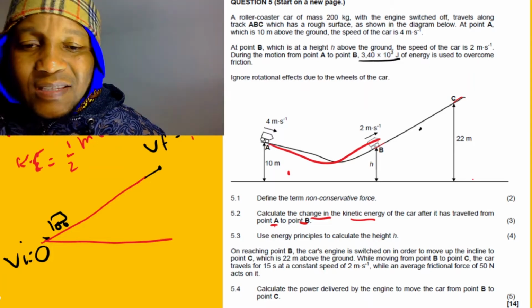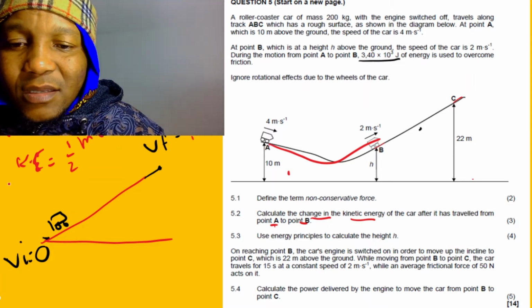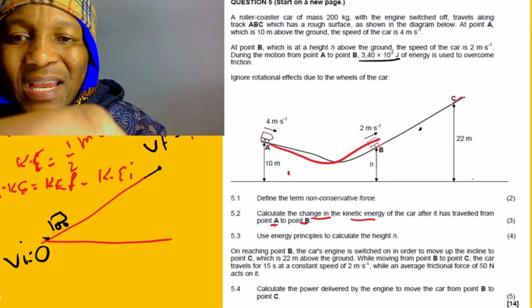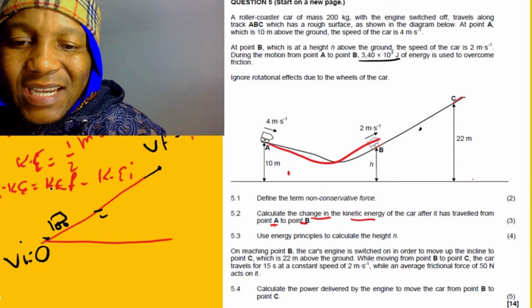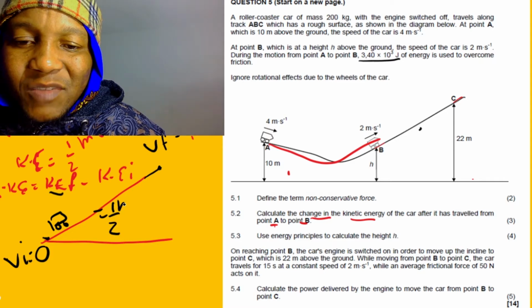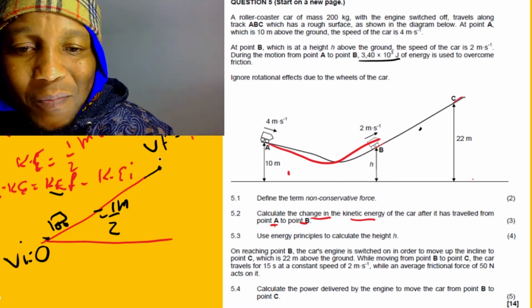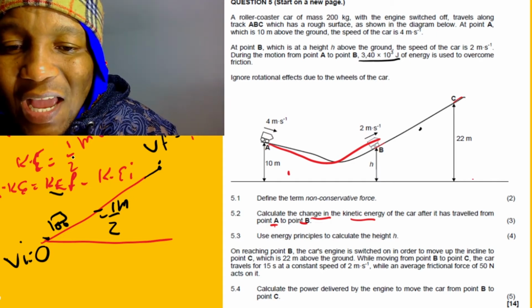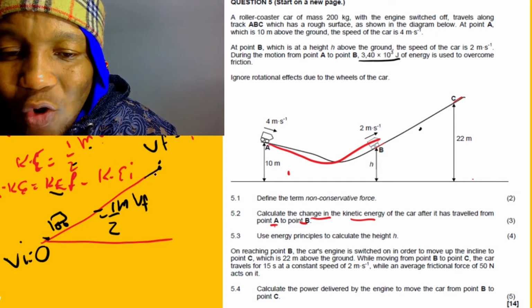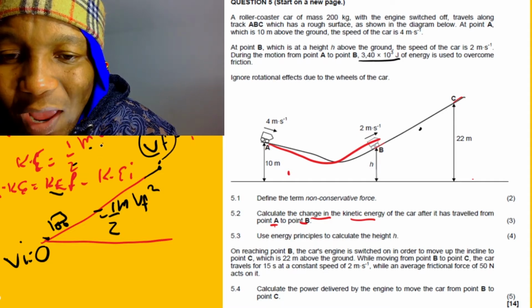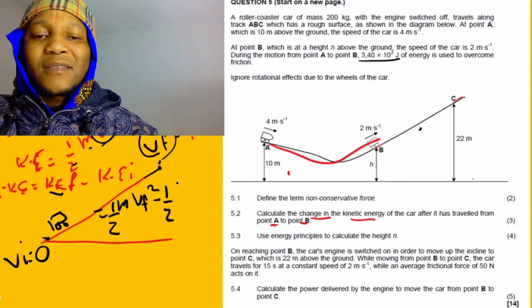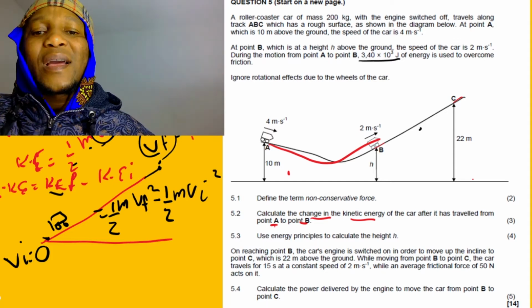Changing kinetic energy is easy. Changing kinetic energy is kinetic energy final minus kinetic energy initial. So what does that mean? Kinetic energy equal to a half times mass. Mass is going to be the same, the weight of the car is going to be the same. So kinetic energy final is a half times mass times velocity final, but the velocity must be squared. Whenever there's a velocity in kinetic energy, you must square that velocity. Minus a half mass velocity initial square. You see what I'm saying?